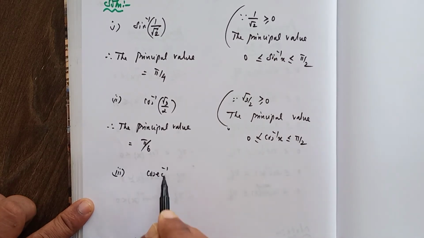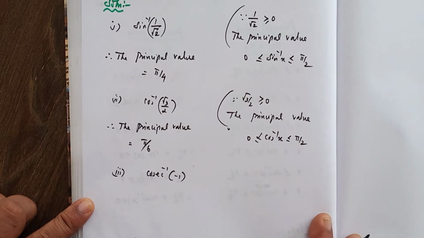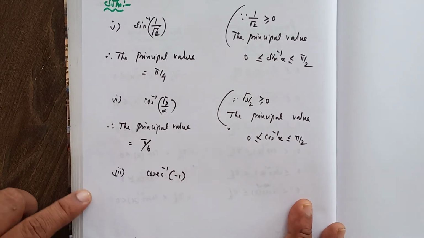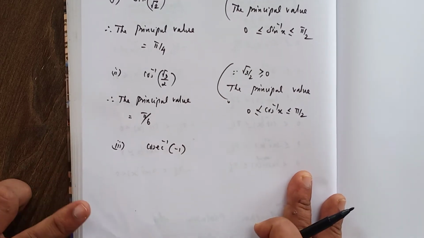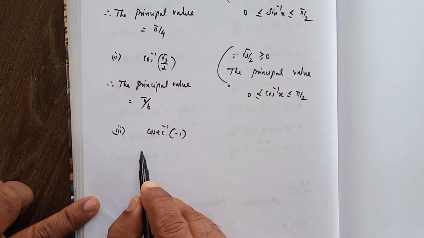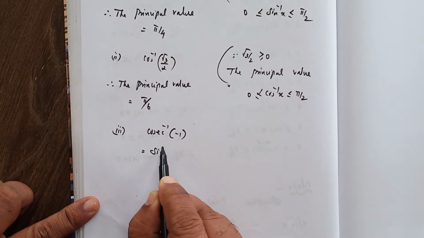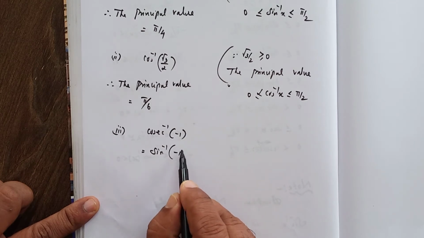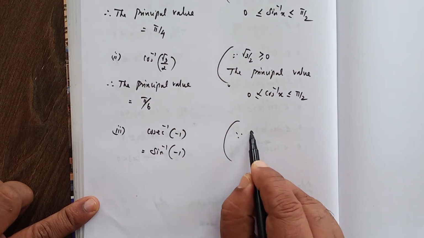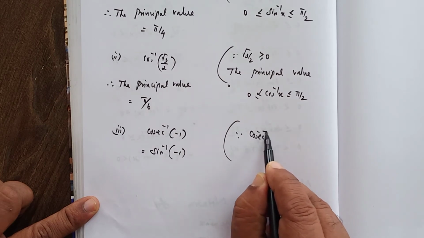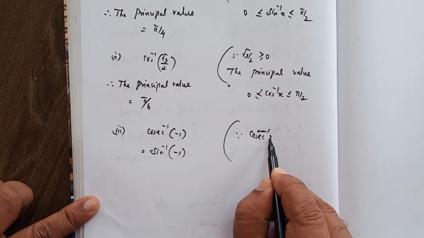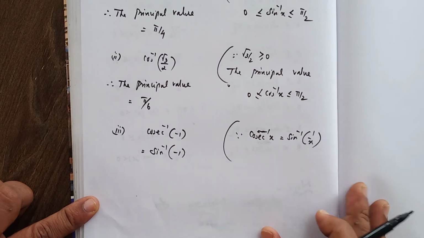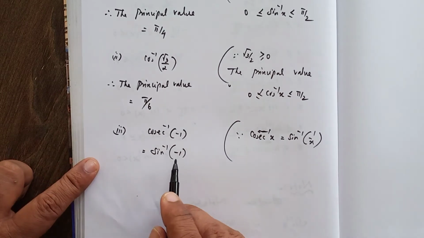Now, the third one. Cosecant inverse of minus 1. You can find the principal value for cosecant inverse, or else you can change cosecant inverse into sine inverse. If you change cosecant inverse into sine inverse, you have to write the reciprocal of minus 1. Reciprocal of minus 1 is minus 1 only. Write the reason: since cosecant inverse of x is equal to sine inverse of 1 by x. This is the property.